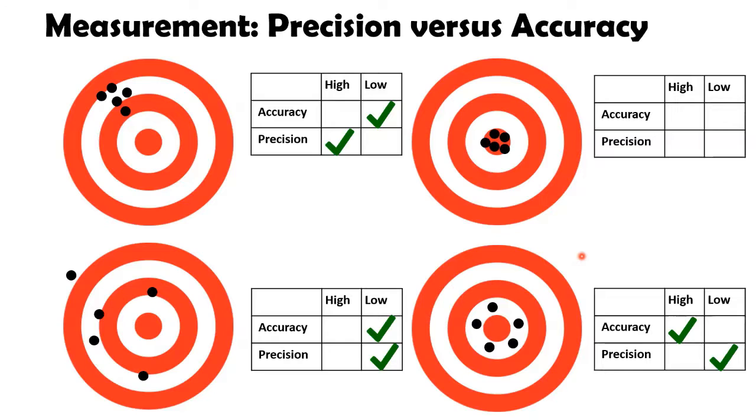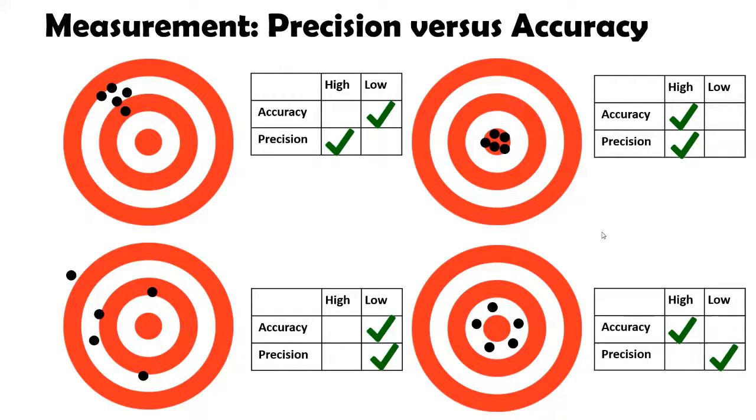Let's go to the top right here. We see our 5 points are all almost right in the bullseye and very close together. So this would be an example of both high accuracy and high precision. Okay.